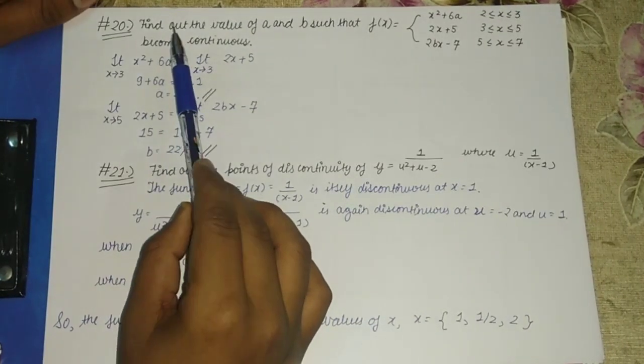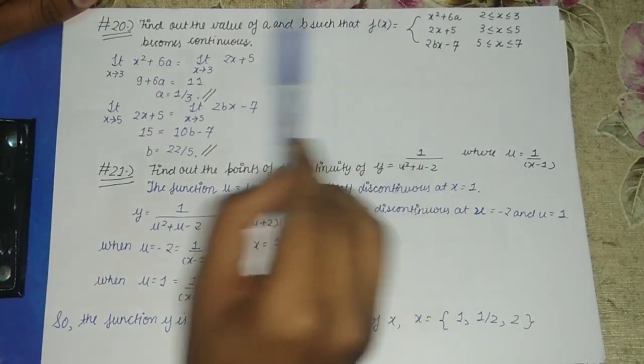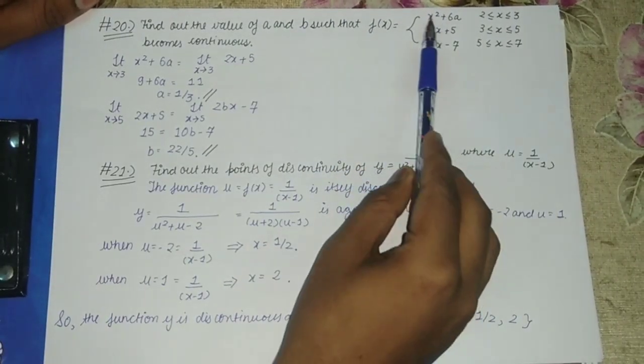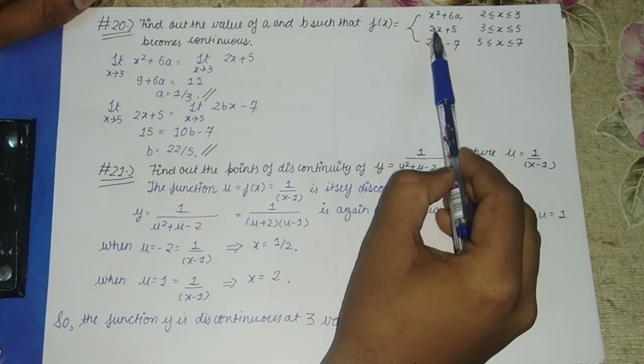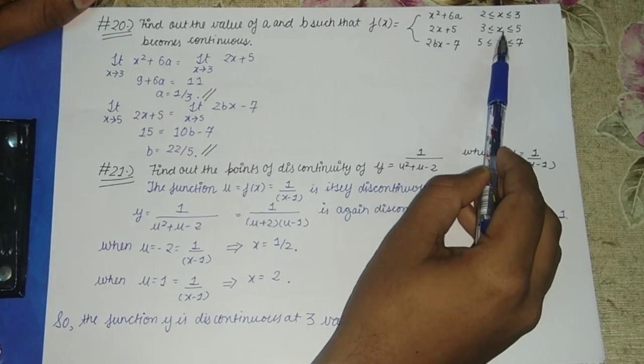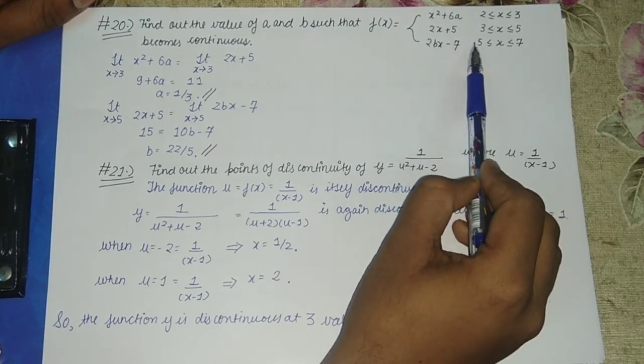The first question of this video says, find out the value of a and b such that the function f(x) becomes continuous. f(x) is equal to x square plus 6a when the value of x ranges between 2 to 3. It is equal to 2x plus 5 when the value of x ranges from 3 to 5, and equal to 2bx minus 7 when the value of x ranges from 5 to 7.